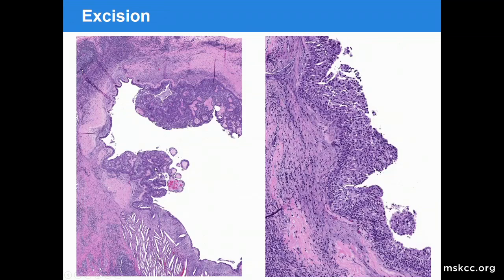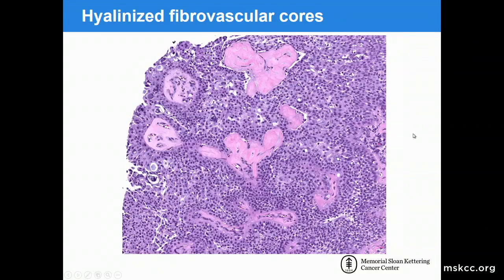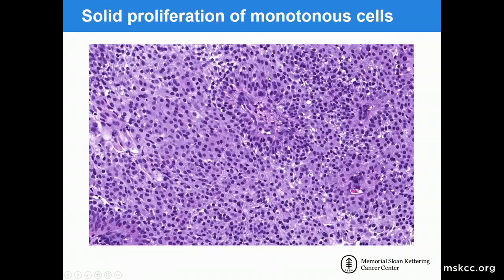So on higher power of these areas, similar to what we saw in the biopsy, we have these areas with an epithelial cell proliferation. Some have these fibrovascular cores, and other areas show more solid or flat proliferation. On higher power, noted throughout this lesion, we noted that the fibrovascular cores often showed this hyalinization. In addition, in areas there was this solid proliferation of fairly monotonous cells that you can see here.